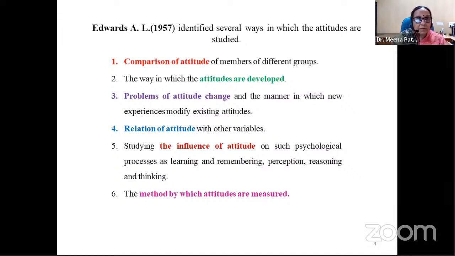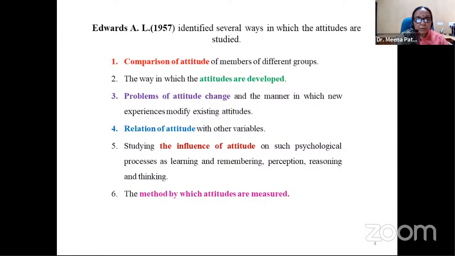Second one, the way in which attitudes are developed, how attitudes are developed. Third one is problems of attitude change and the manner in which new experiences modify existing attitudes. Fourth one, relation of attitude with other variables. Fifth one, studying the influence of attitude on such psychological processes as learning and remembering, perception, reasoning, and thinking. And last one is the method by which attitudes are measured.